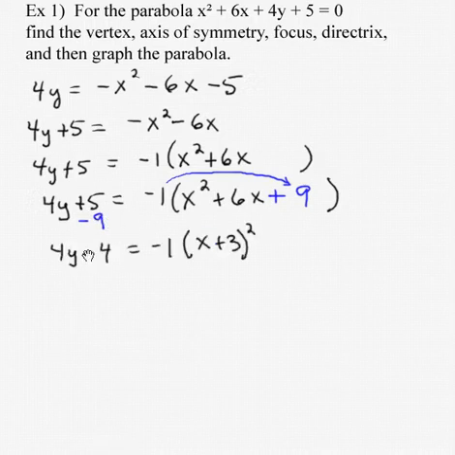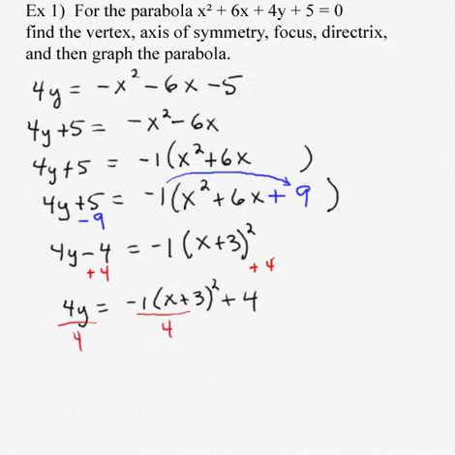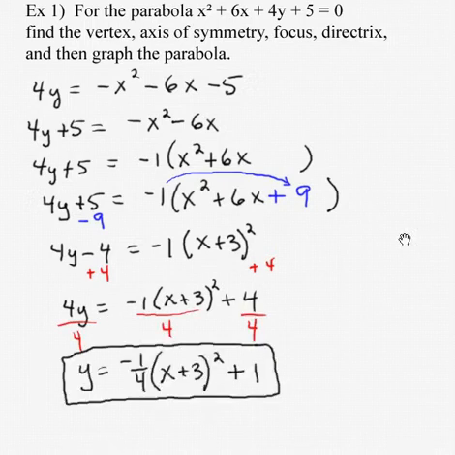So in this case, 5 plus negative 9 is negative 4. This perfect square trinomial factors as the square root of the first one, square root of the last one, sign of the middle one, quantity squared. Let's take that constant and bring it back over by adding 4 to both sides. And let's divide everything in sight by 4 to truly isolate y and get it by itself. And we have standard form. y equals negative 1/4 times (x plus 3) quantity squared plus 1.